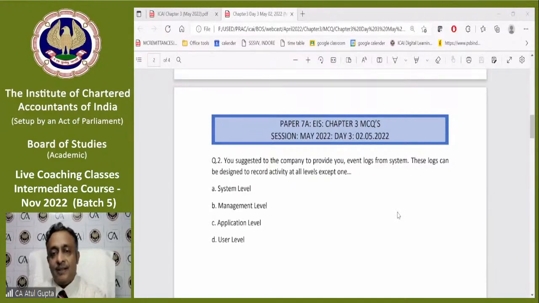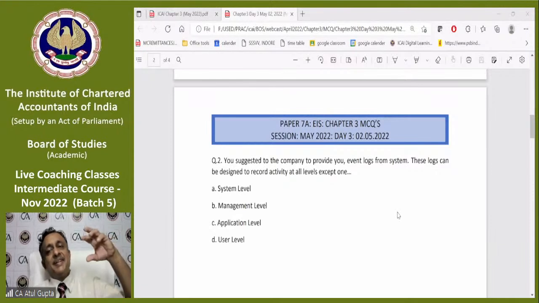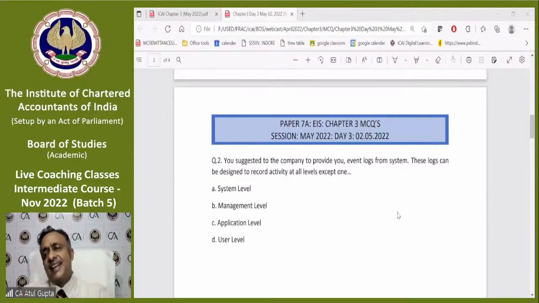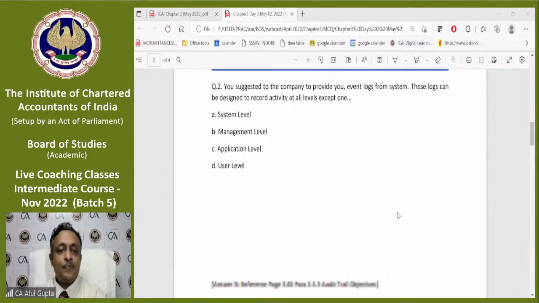So many have answered. Mukta, segregation means maker and checker have to be different. The one who does the work and the one who checks it must be separate, that is segregation of duty. Question 2. So I'll take from the first answer. Himanshu has answered 2D. Let us see. B, management level. System application and user. That was very specific. Please read para 3.5.3 on page 3.63. Very specific. 2B.